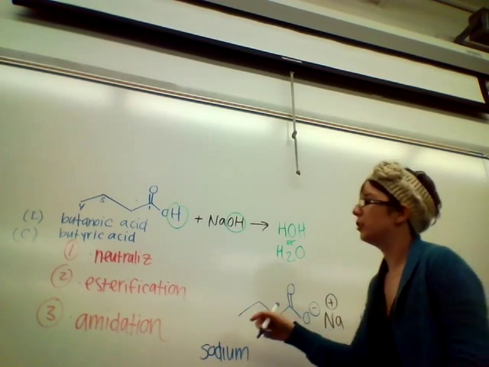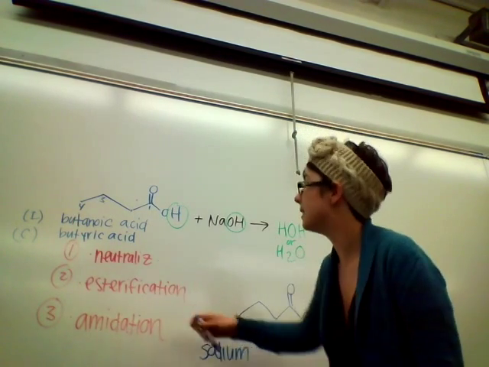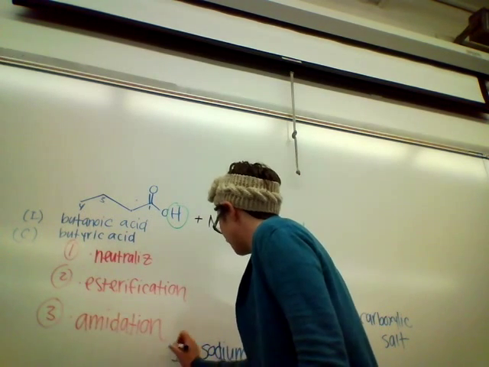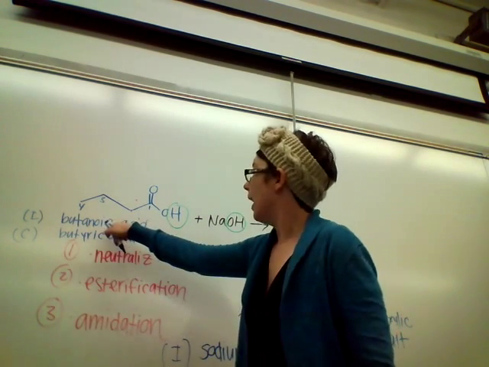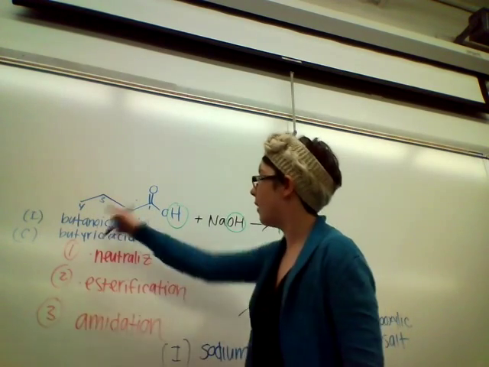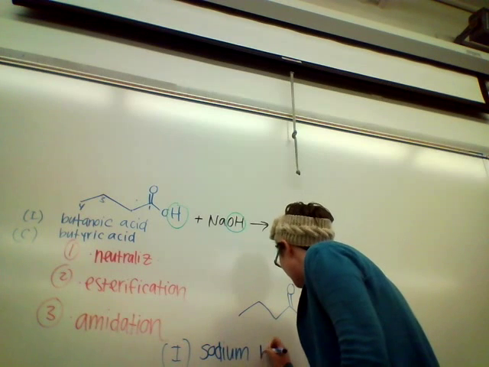And then what you're going to do is you're going to take the name from the acid, butanoic acid. I'll do IUPAC first. And instead of the -oic, it's going to be -oate. So we're going to have sodium butanoate.